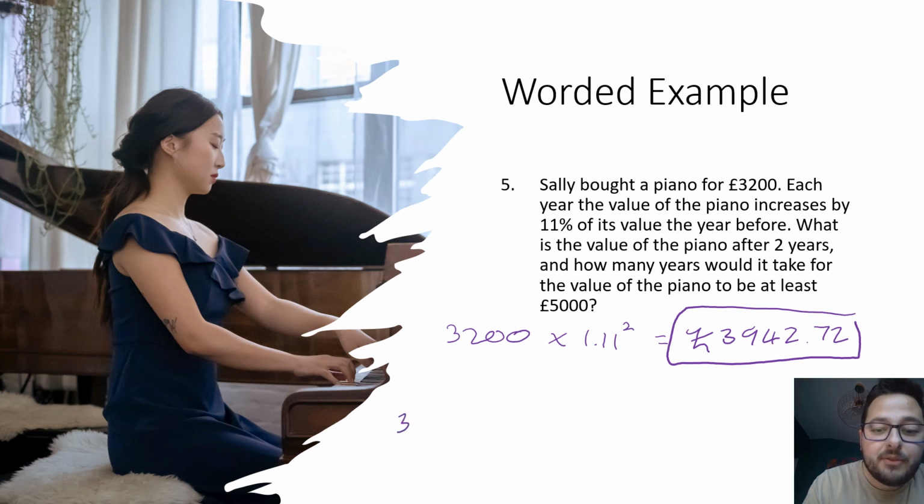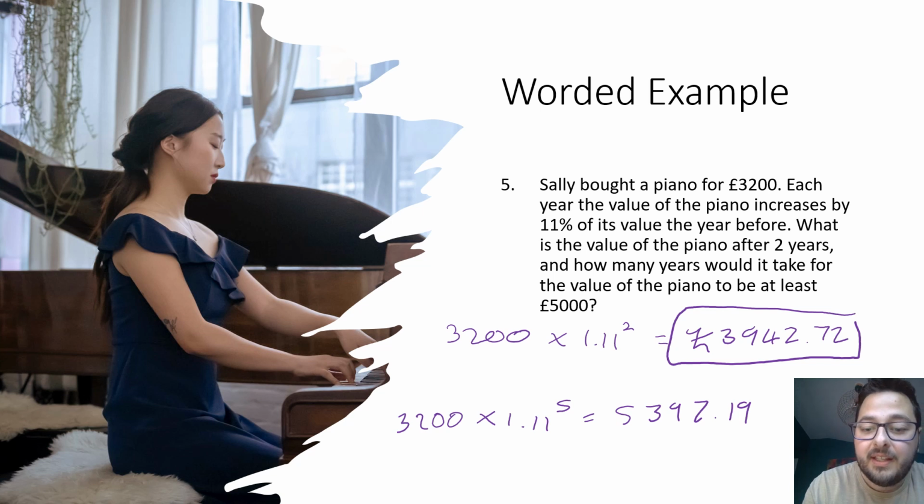So let's just write that down then. 3,200 times 1.11 to the power of 5 equals 5392.19, which is more than 5,000. So that means, that's just a little arrow, it will take 5 years.